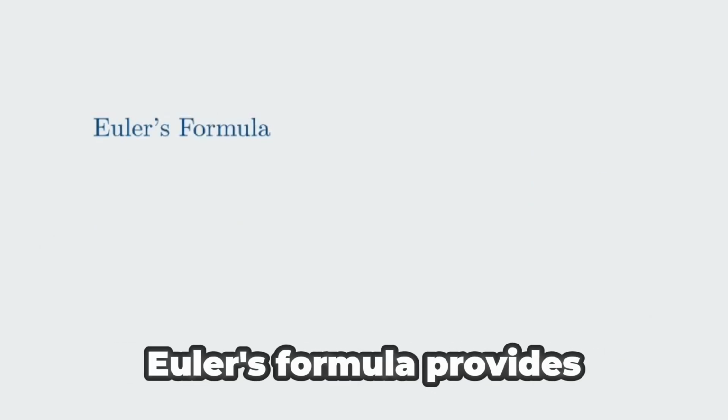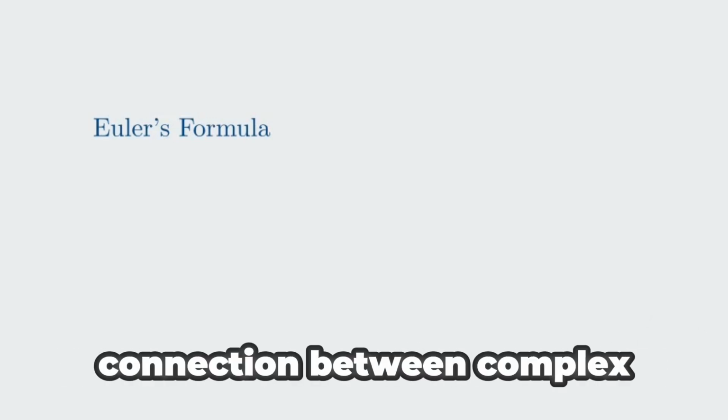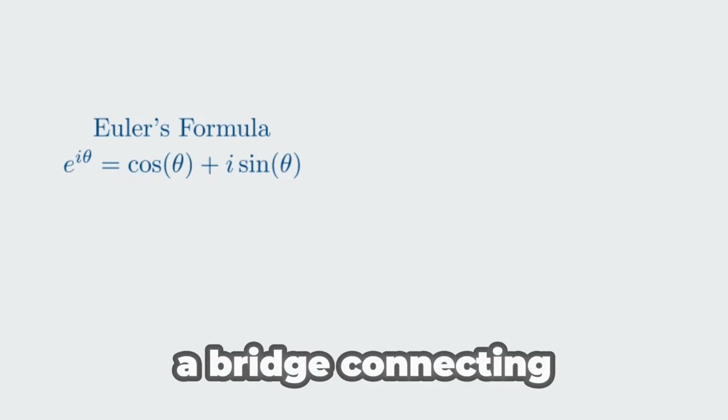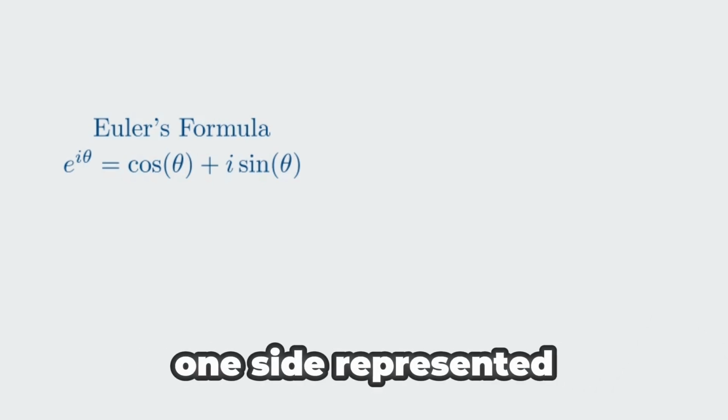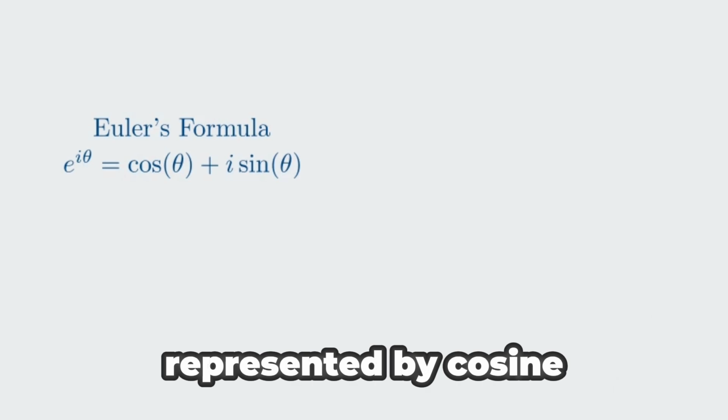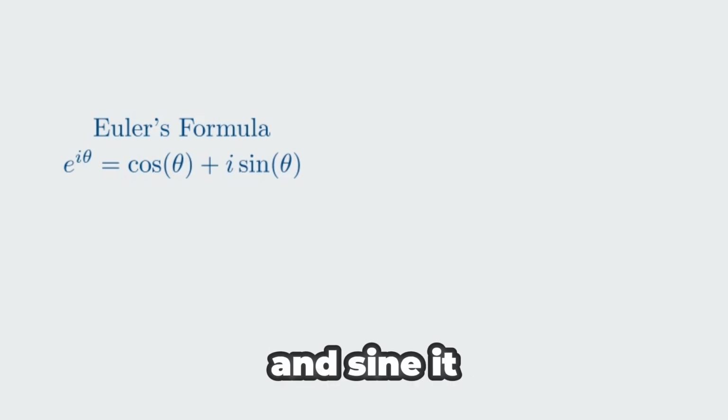We're now ready for our main objective, to introduce Euler's formula. Euler's formula provides a profound and beautiful connection between complex numbers and exponentials. It states that e to the power of i times an angle theta is equal to the cosine of theta plus i times the sine of theta. This formula is a bridge connecting exponential growth on one side, represented by e, to circular motion on the other, represented by cosine and sine. It tells us that raising e to an imaginary power is fundamentally an act of rotation.